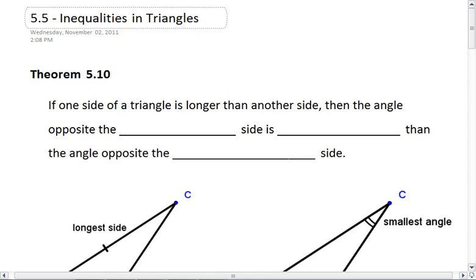Section 5.5, Inequalities in Triangles. Okay, our first inequality we want to explore with a little bit in GeoGebra.